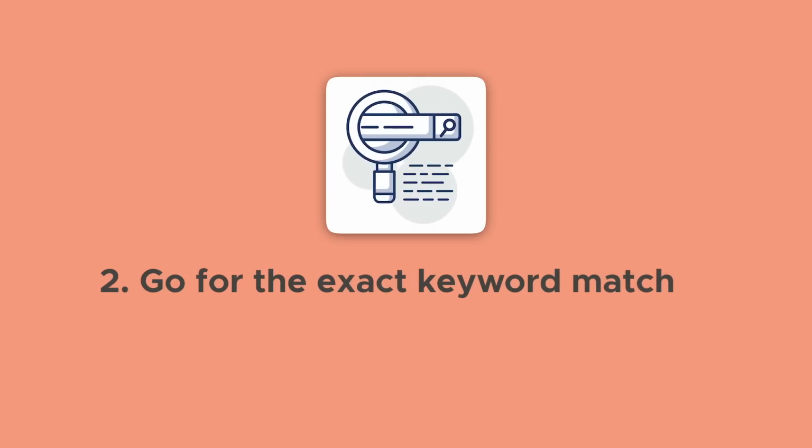Number 2 is to go for the exact keyword match. Some people like to fit in as many random keywords as they can in their titles because while Etsy does search all of your keywords and can match them up in different combinations, so you come up in hundreds of different searches, when you only have a 140 character title and 13 tags, I do recommend trying to go for an exact match.